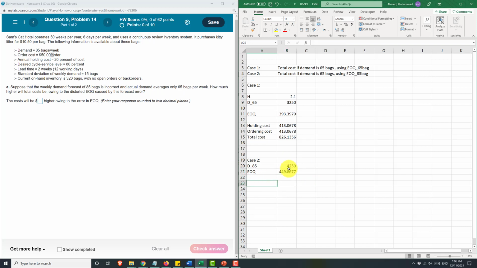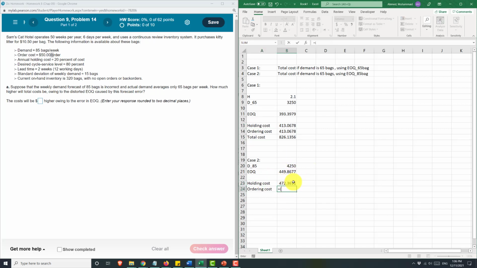So what happens if we use a higher EOQ than the optimal value to manage our inventory? Let's see our holding cost and ordering cost. Obviously, using a higher EOQ should result in a higher holding cost, Q over 2 times H, which is not changed, right? So we do see that instead of 413, the holding cost now is higher. Okay, let's look at the ordering cost.